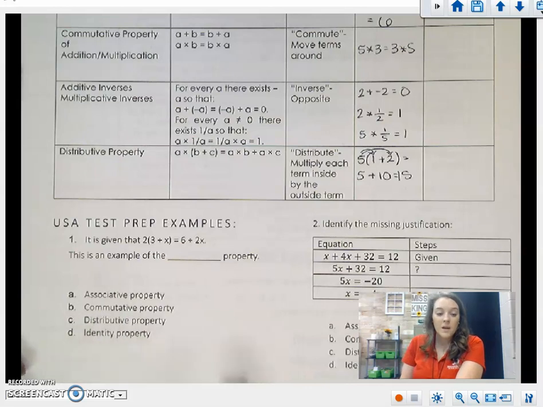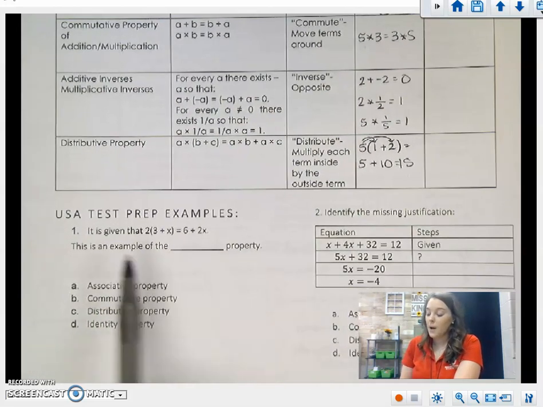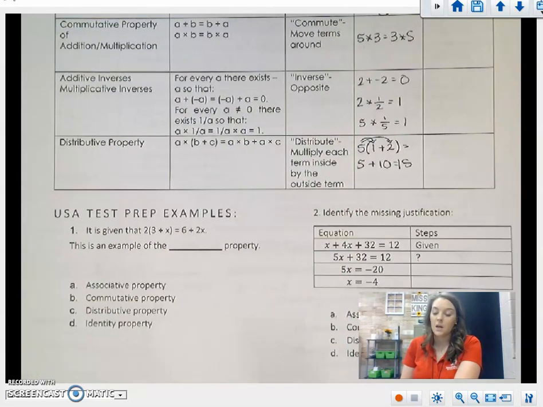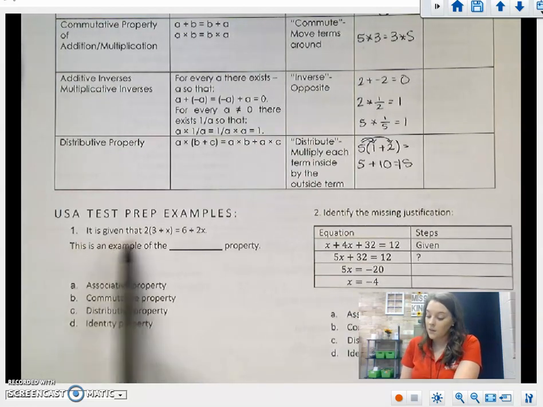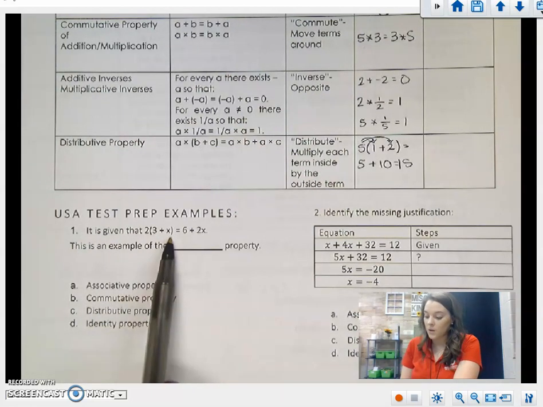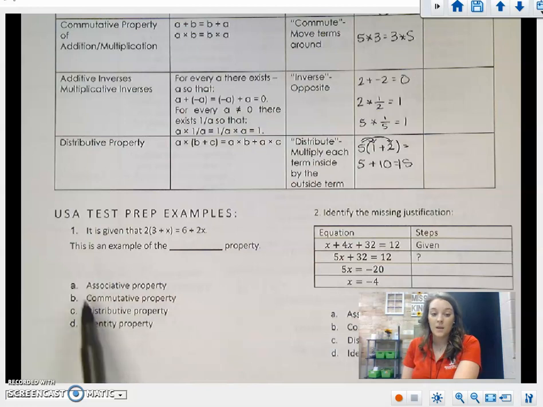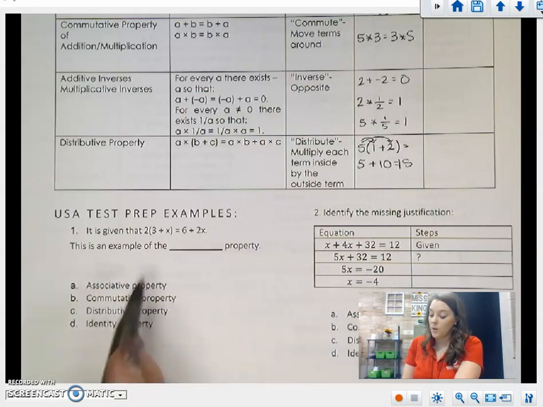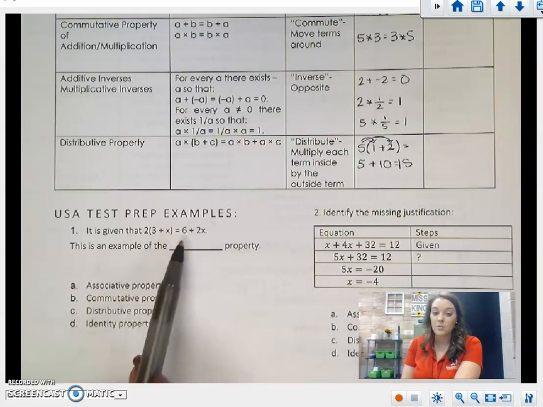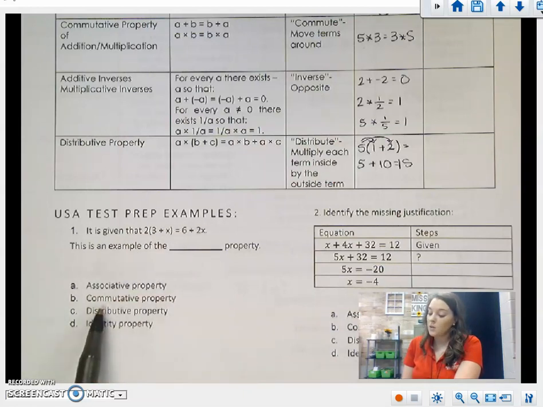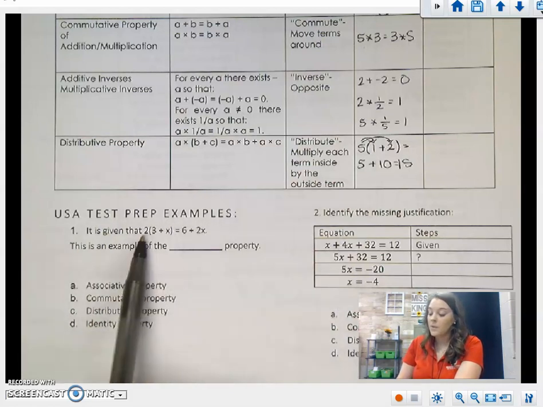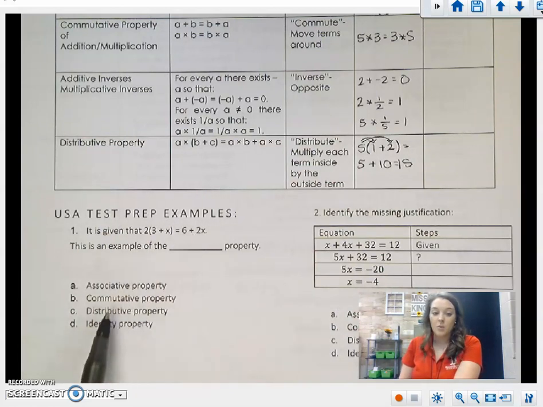Some ways you might see this on an exam. So I put some USA test prep examples here. So this first one says, it is given that 2 times the quantity 3 plus x equals 6 plus 2x. This is an example of what property? So remember, the associative property is regrouping your terms, and it doesn't look like they regrouped any terms right here. The commutative property is the way that it's written, and it can be written as either way. So this is not the commutative property.